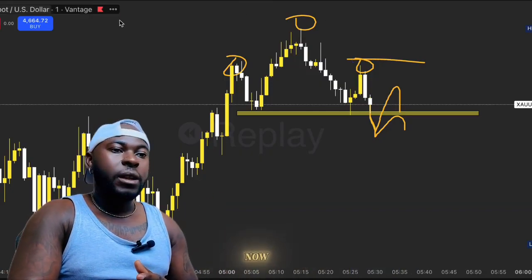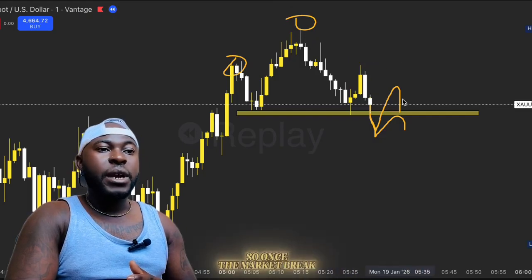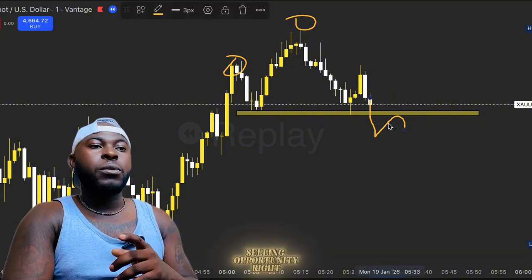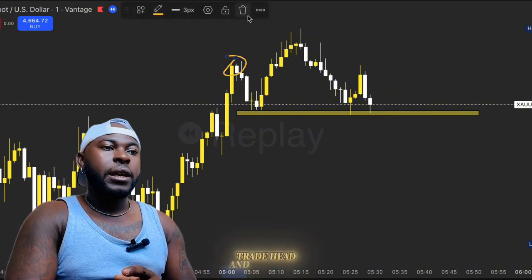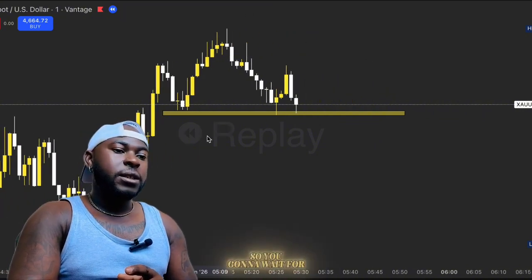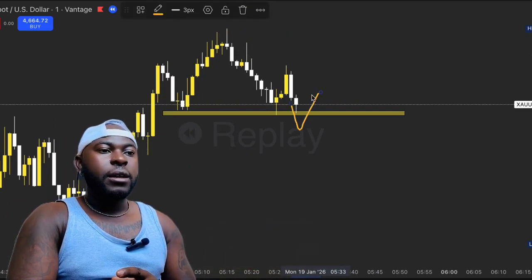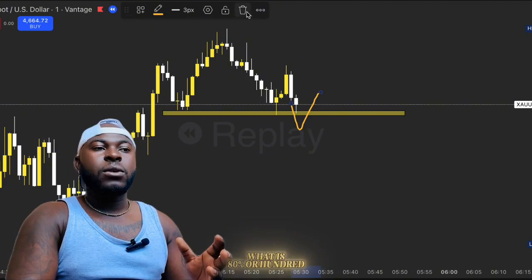Now let me explain to you what is happening. Once the market breaks the neckline, like I said, that's when you're gonna be looking at selling opportunities, right? And that's exactly how to trade head and shoulder. So you're gonna wait for the market to break, retest, right? It's gonna retest either 80% or 100%. What is 80% or 100%, right?